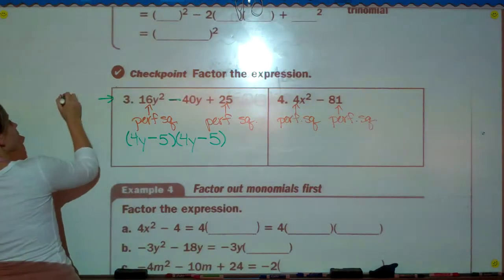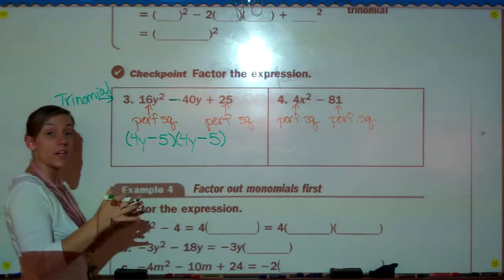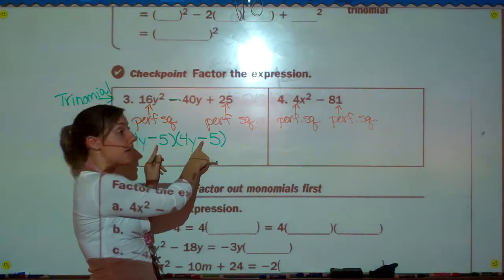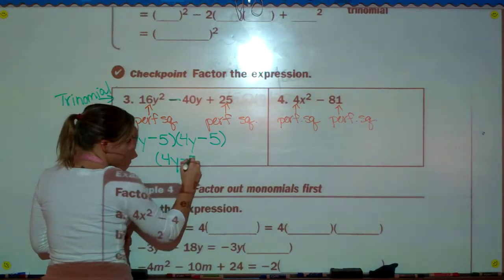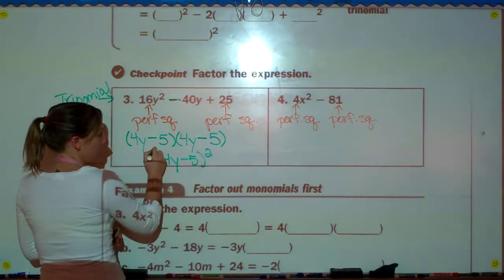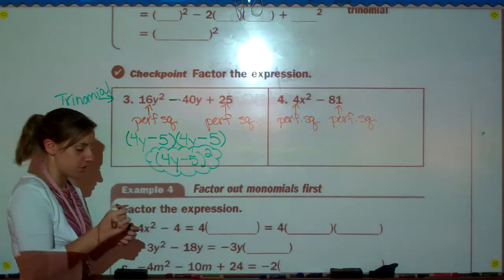Because remember, this one is a trinomial. Okay, so the trinomial means the signs need to be the same, okay? And again, instead of writing them separate, we usually write them squared. We write it like that so that it's just a condensed version, okay?